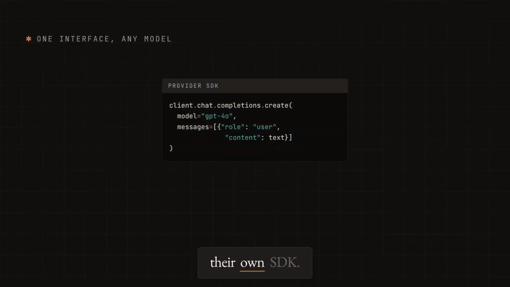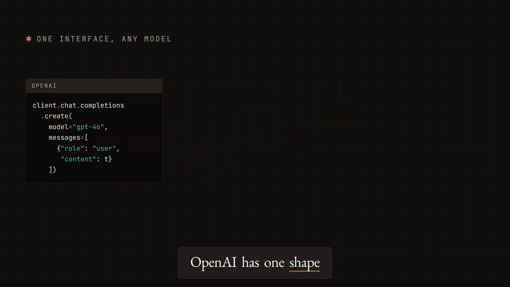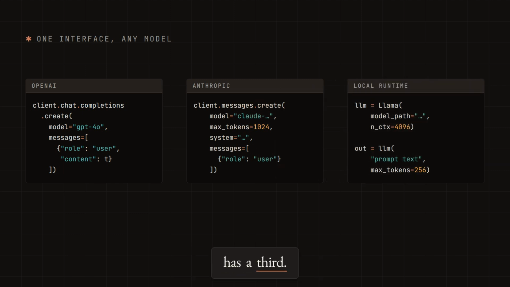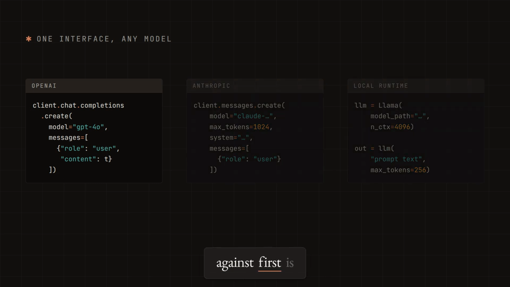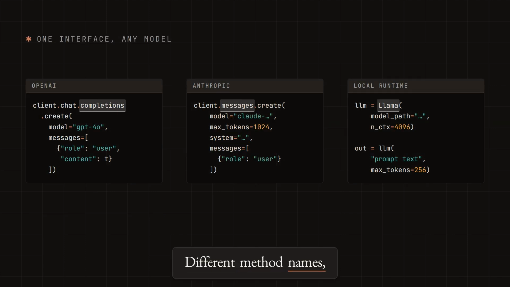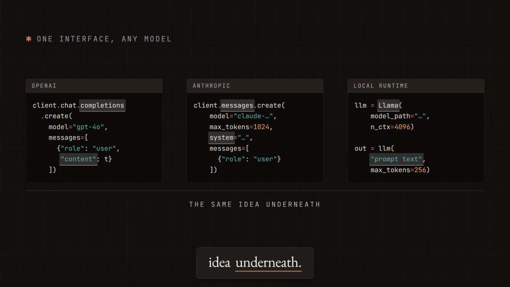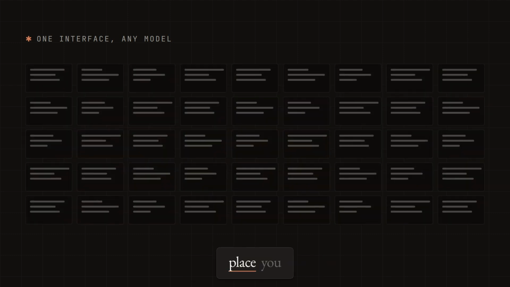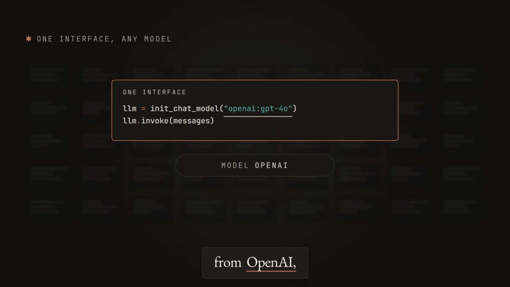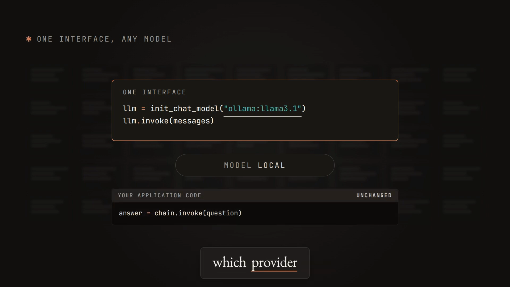Start with the model itself. Every provider ships their own SDK. OpenAI has one shape for a message, Anthropic has another, and something running locally on your own machine has a third. Whichever one you write against first is the one your code is now married to. And the differences are shallow. Different method names, different message shapes, the same idea underneath, but shallow differences are still everywhere. Every call site, every test, every place you touch a response, LangChain puts one interface in front of all of them. So moving from OpenAI to Anthropic to a model on your own machine changes one object at the top of your file. Your application code never learns which provider it is talking to.